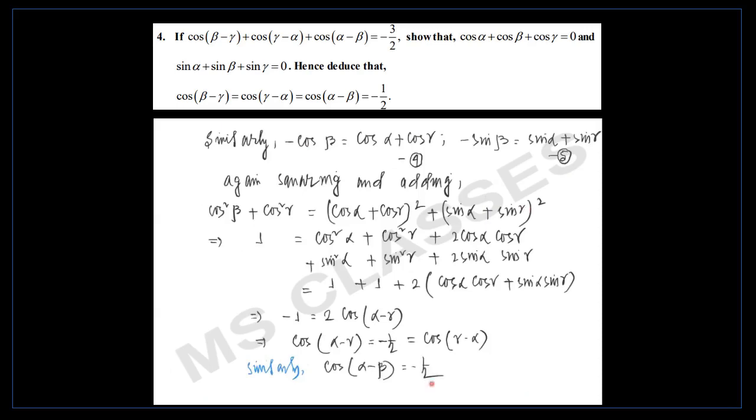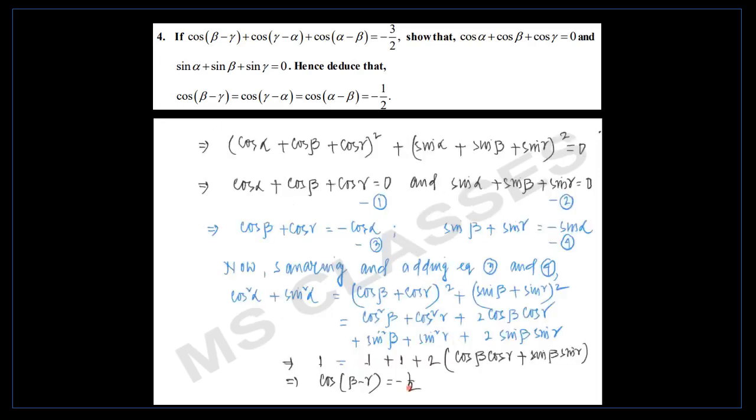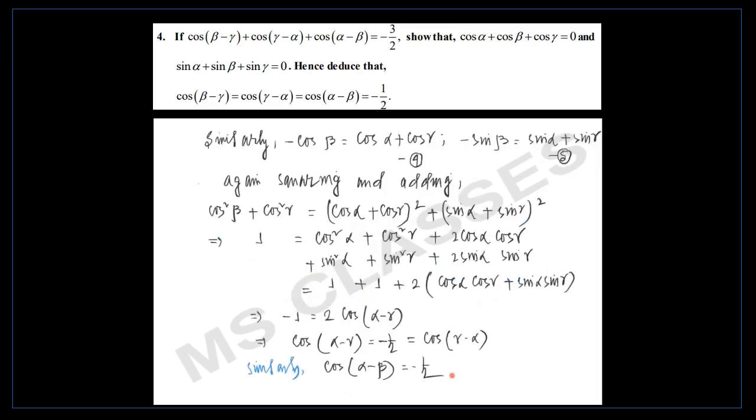Hence we have done. All the parts that we have shown are equal to minus half. In all three parts, it is coming minus half. This is minus half. Next we have shown this one also minus half, and similarly this one also minus half.